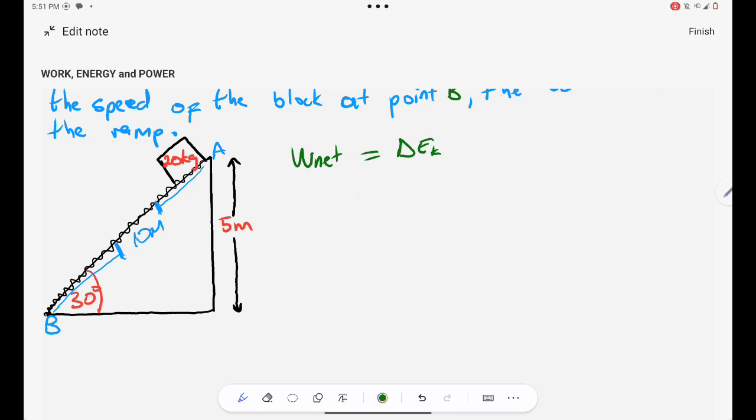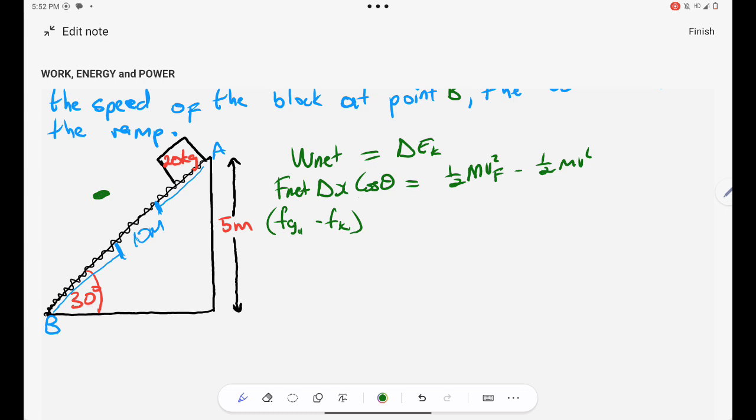Okay, work net is just equal to F net delta x cos of theta. This is equal to the change in kinetic energy, that's half mv squared final minus half mv squared initial. My F net is basically Fg parallel minus kinetic friction. How do I know that? Because whenever I draw my free body diagram, there's no applied force there.